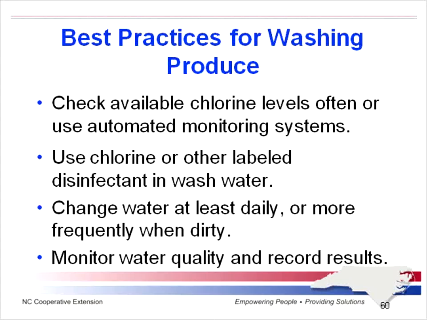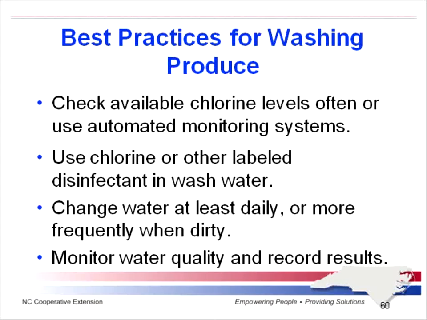Best practices here for washing produce include checking the available chlorine level often, or using a monitoring system that's automated. Use chlorine or some other labeled disinfectant in the wash water. Change the water at least daily. This could be more frequently if the commodity is particularly dirty and requires more frequent changing of the wash water.